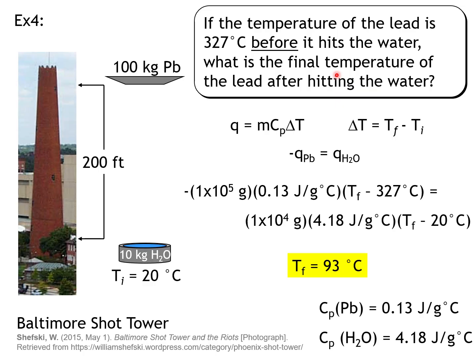final temperature. And we get that the final temperature is 93 degrees C, which is actually pretty amazing, considering how hot the lead started out as. It was right before it hit the water, it was 327 degrees C, and we had 10 times as much lead as we had water, and it only changed by 70 degrees C.